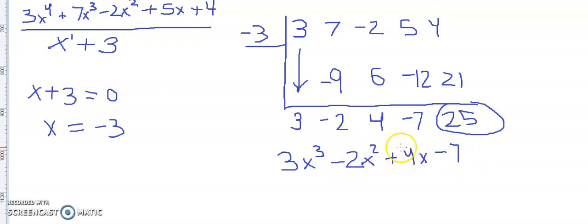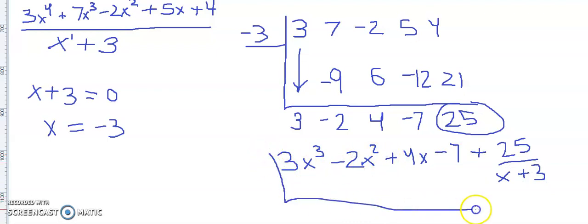Okay, you might ask what this 25 is for then, if this is our last term, and this is basically like negative 7 times x to the 0. Well, what we will also have left in most division problems is a remainder. And that remainder in our case is 25 divided by x plus 3. And there we go. There's our answer.